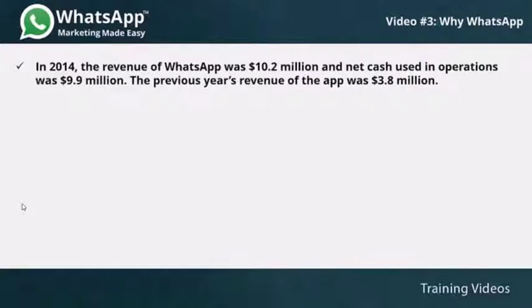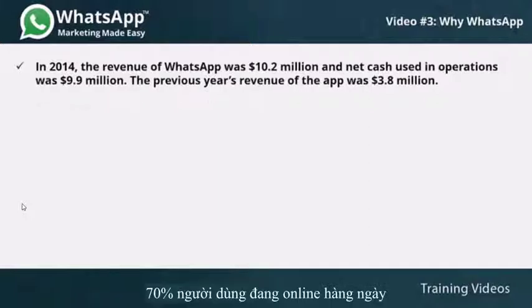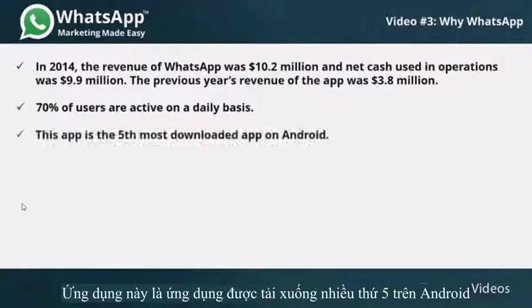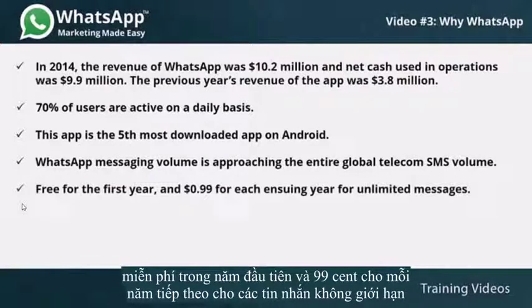Shocking facts. In 2014, the revenue of WhatsApp was $10.2 million, and net cash used in operations was $9.9 million. The previous year's revenue of the app was $3.8 million. 70% of users are active on a daily basis. This app is the 5th most downloaded app on Android. WhatsApp messaging volume is approaching the entire global telecom SMS volume. Free for the first year and 99 cents for each ensuing year for unlimited messages.